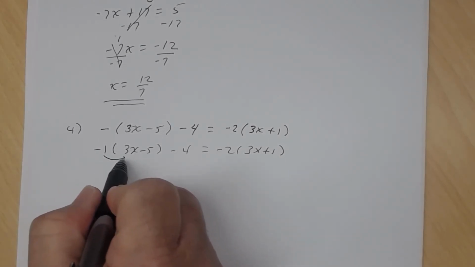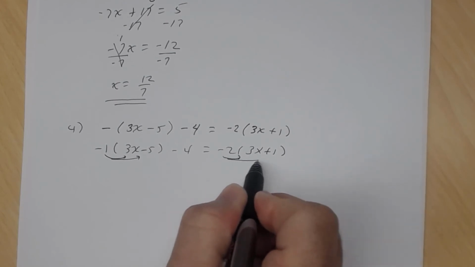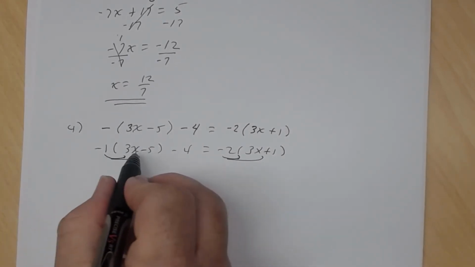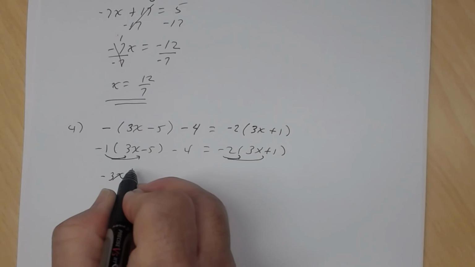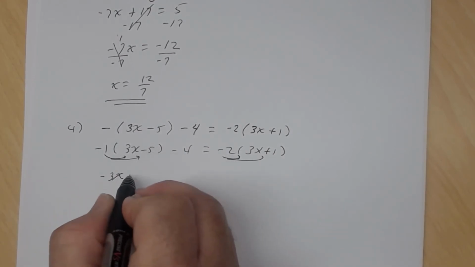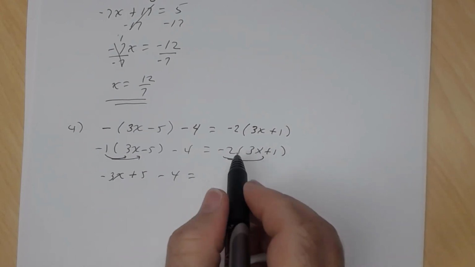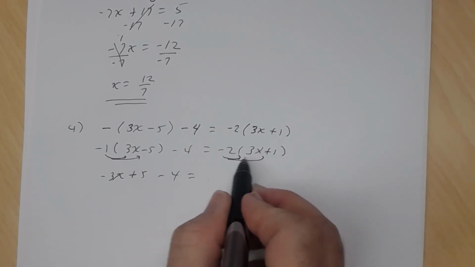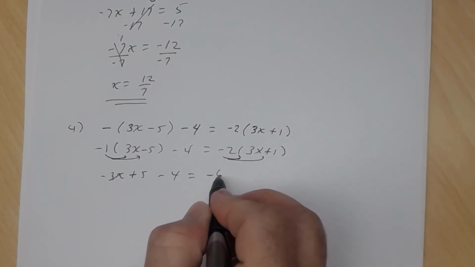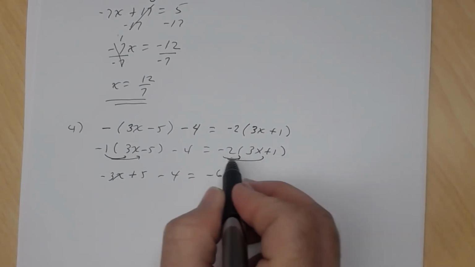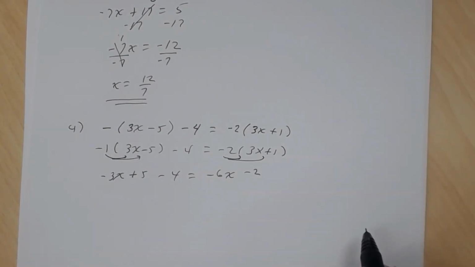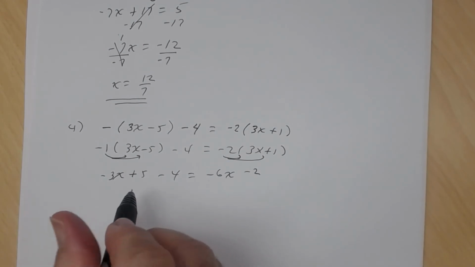So then you can distribute a negative 1, and over here you can distribute a negative 2. So negative 1 times 3x is a negative 3x, a negative 1 times a negative 5 is a positive 5, and then minus 4, equal, and then over here, a negative 2 times 3x is a negative 6x, and the negative 2 times a positive 1 is a negative 2. All right, so that was the distributive property.